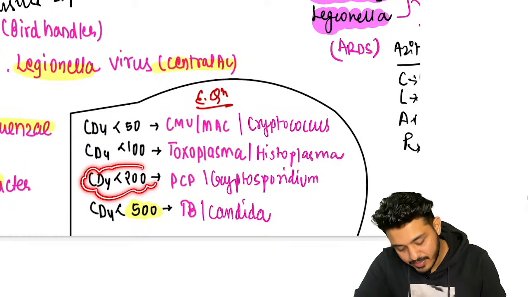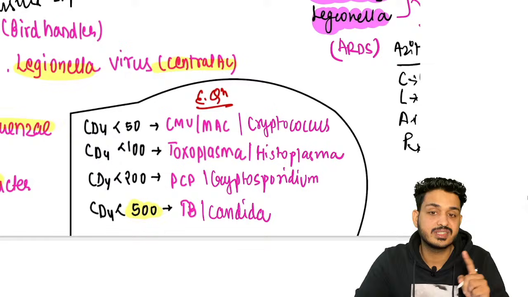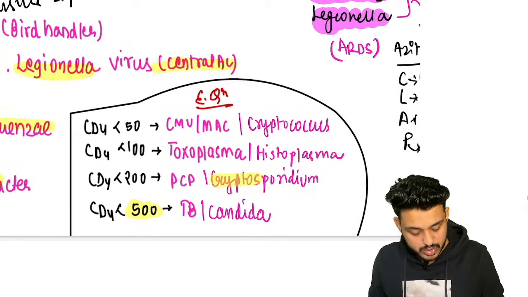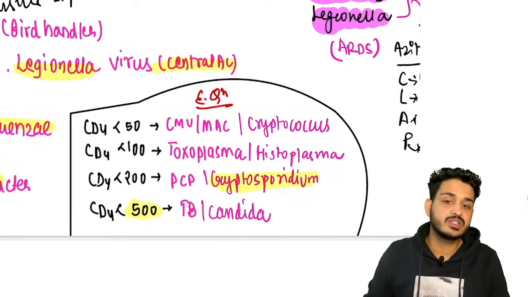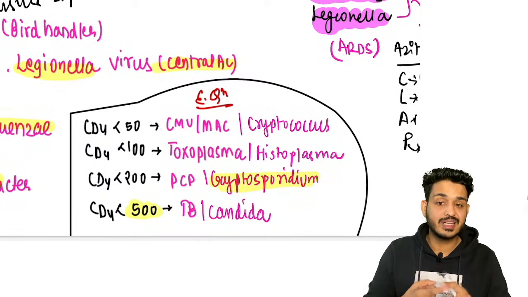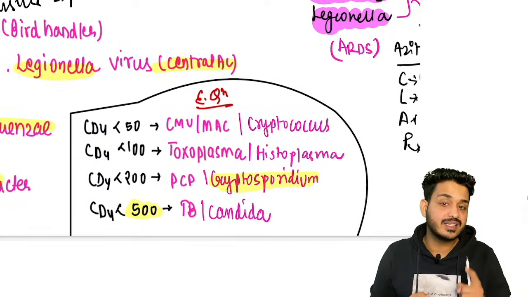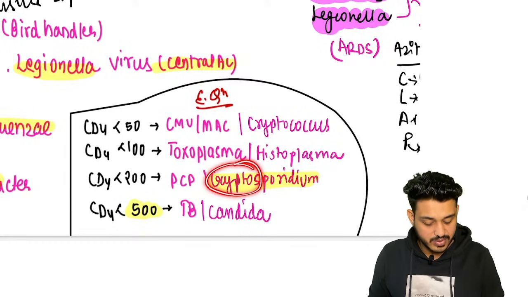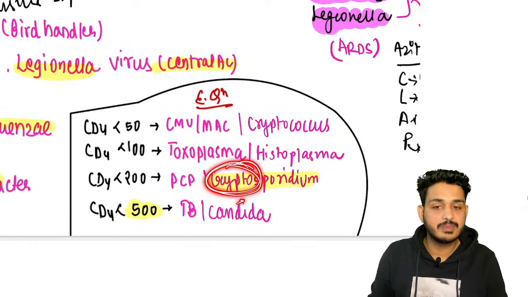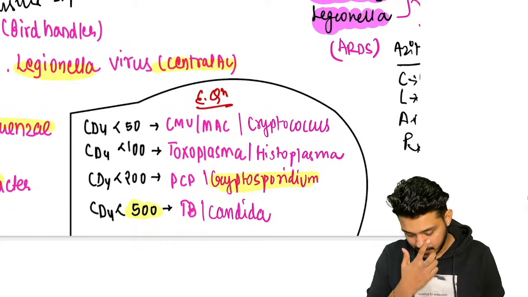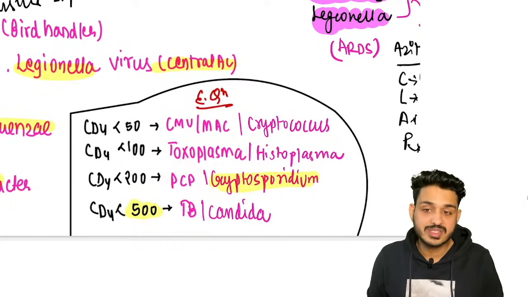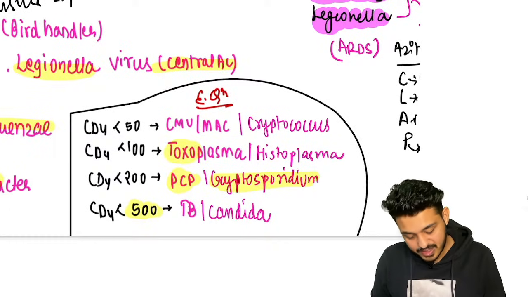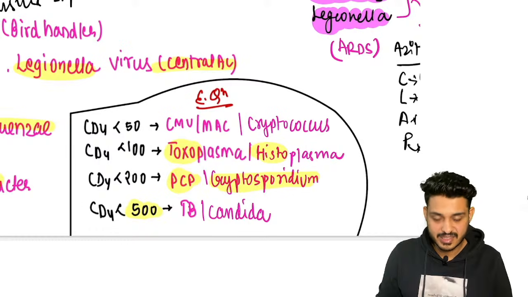CD4 count is coming below 200, you think about what? Pneumocystis pneumonia or cryptosporidium. I told you cryptosporidium is the most common cause of diarrhea in the HIV positive patient. Three things I told you today. First, most common cause of meningitis in HIV positive patient is going to be what? Cryptococcus. Most common cause for diarrhea in HIV positive patient, answer will be cryptosporidium. Most common cause of pneumonia is going to be Pneumocystis pneumonia, CD4 count around 200. You can also have toxoplasma or histoplasma, right? This thing we will discuss further.